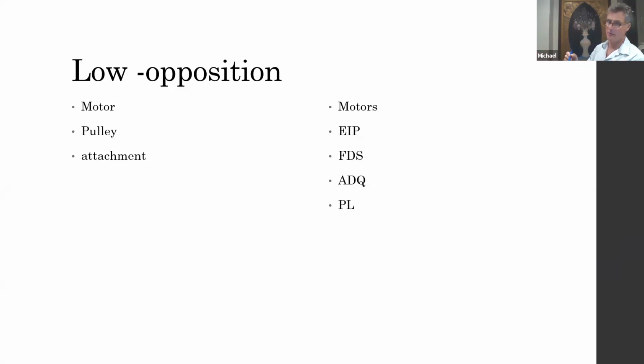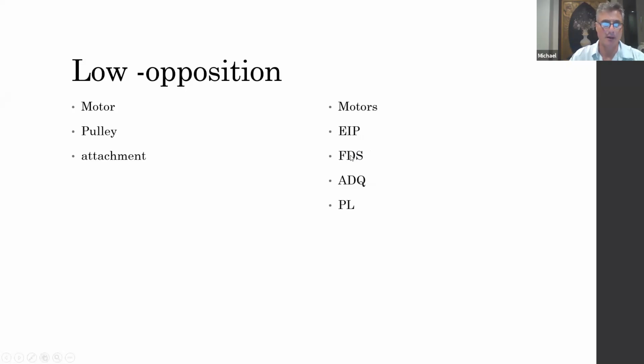So what do you need to do? You need to give them opposition back, which also improves their abduction. So whenever you're talking about opposition, you need a motor, you need a pulley to change the direction, because opposition is a strange action. And you need an attachment. So you must always think about motor, pulley, attachment. And the motor we use, mostly 90% in our clinic, is EIP. Around the world, the most common would be the FDS.